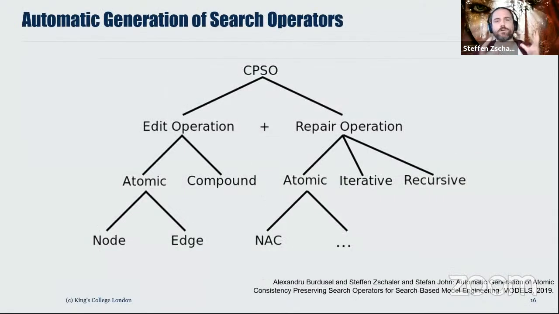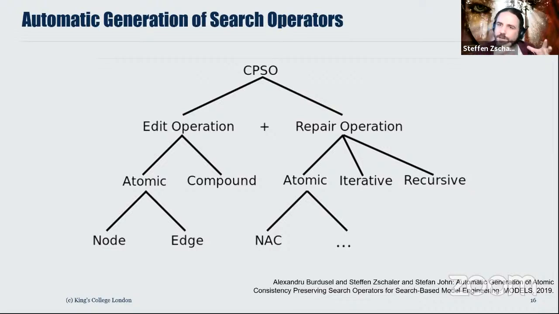So we're constructing these operators that we call consistency preserving search operators, or as we've recently been told by one of the reviewers for the journal version of the paper, we should really call them multiplicity preserving search operators, because at this stage, the constraints that we preserve consistency for are really the multiplicity constraints in our meta model and not any of the other constraints yet. And the key is that these operators consist of an edit operation, so something that makes a change to the model, and an associated repair operation that makes sure that that change doesn't introduce any inconsistencies in the model.